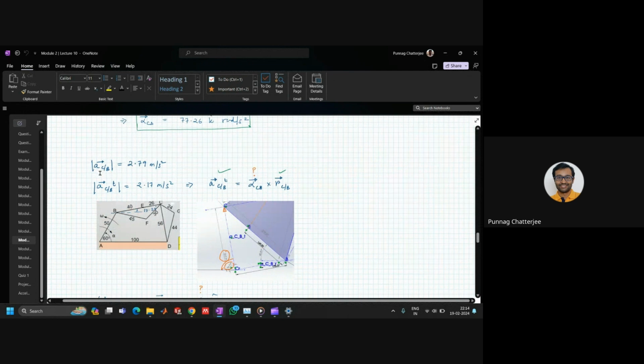Now you can find alpha C with respect to B, which is this one. You can get the magnitudes again from the acceleration diagram made over SolidWorks, or in your case on a piece of paper.